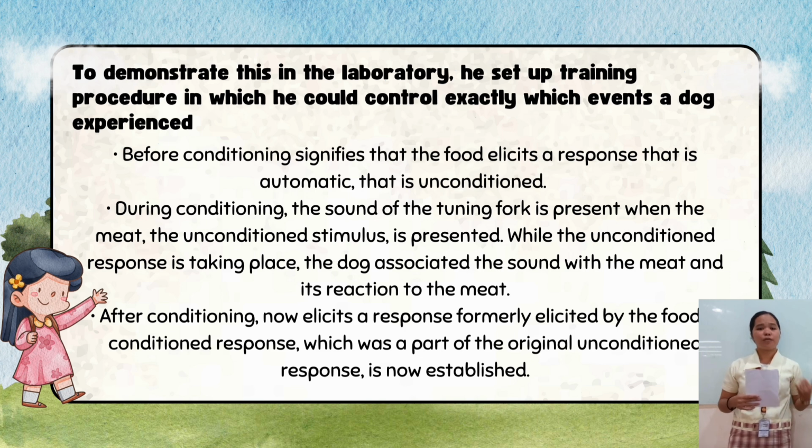So, before conditioning, food elicits a response that is automatic, that is, unconditioned. During conditioning, the sound of the tuning fork is present when the meat, the unconditioned stimulus, is presented. While the unconditioned response is taking place, the dog associates the sound with the meat and its reaction to the meat. And after conditioning, the sound now elicits a response formerly elicited by the food. A conditioned response, which was a part of the original unconditioned response, is now established.